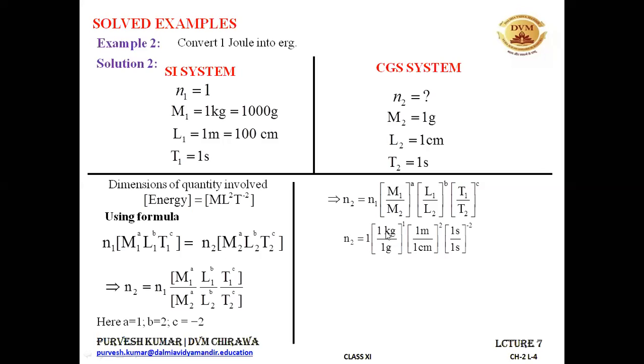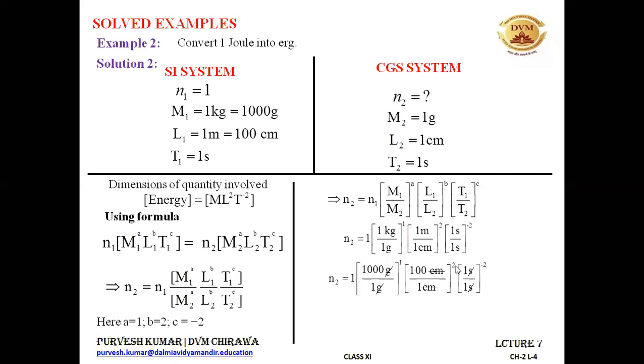Now make the conversion. 1 kg can be written as 1000 gram. So do it. That's what I have done. It is 1000 gram. Gram gets cancelled out with this gram. This is 100 centimeter. The centimeter gets cancelled out with this centimeter, and second gets cancelled out with this second. And you are left with N2 is equal to 1 multiplied by 1000 multiplied by 100 to the power 2. All right. So that's what we are left with.